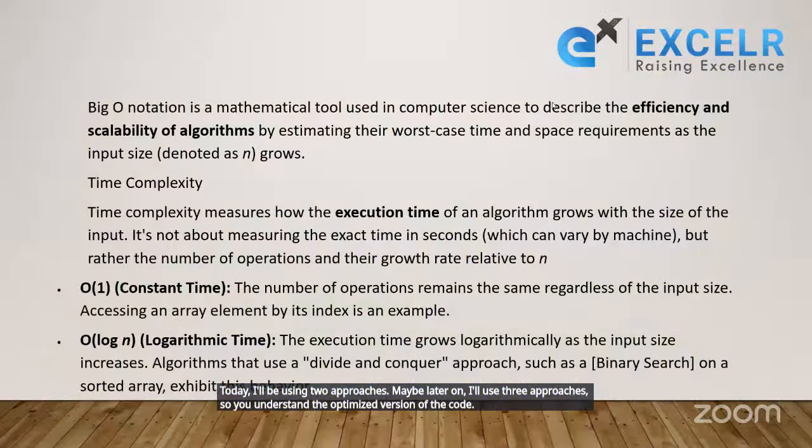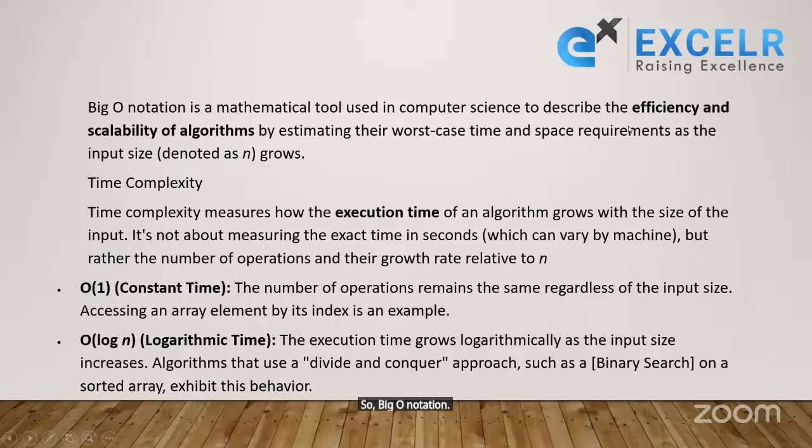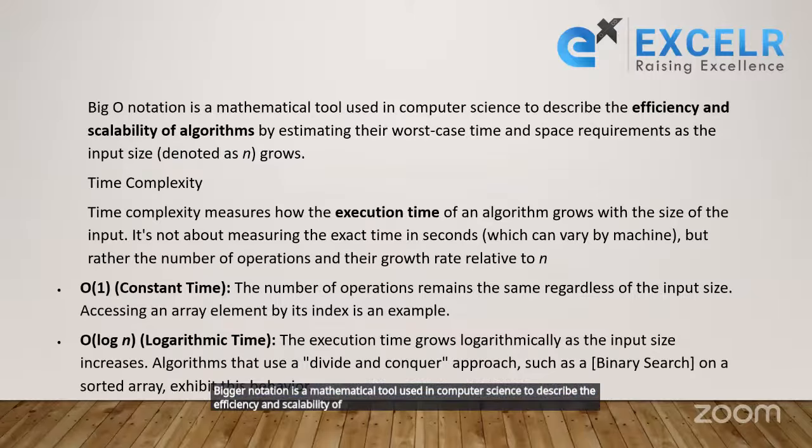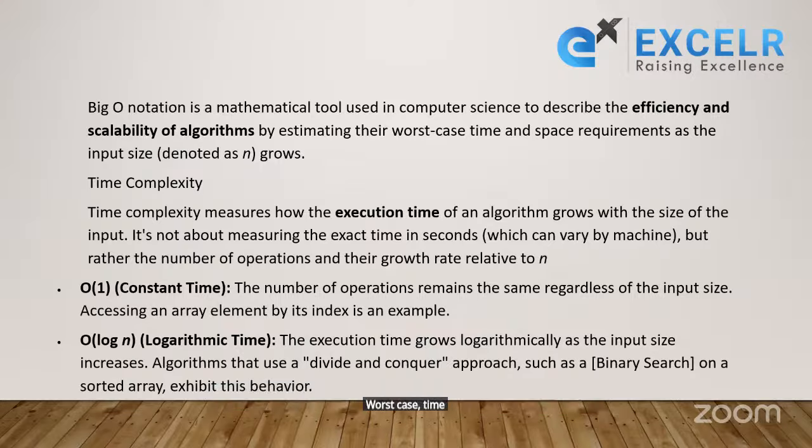So, big O notation. Big O notation is a mathematical tool used in computer science to describe the efficiency and scalability of an algorithm by estimating its worst-case time and space requirements as the input size, denoted as n, grows. So our input would be n. Whatever input that we give, that would be called n. It can be 1, 10, 100, whatever number it is.